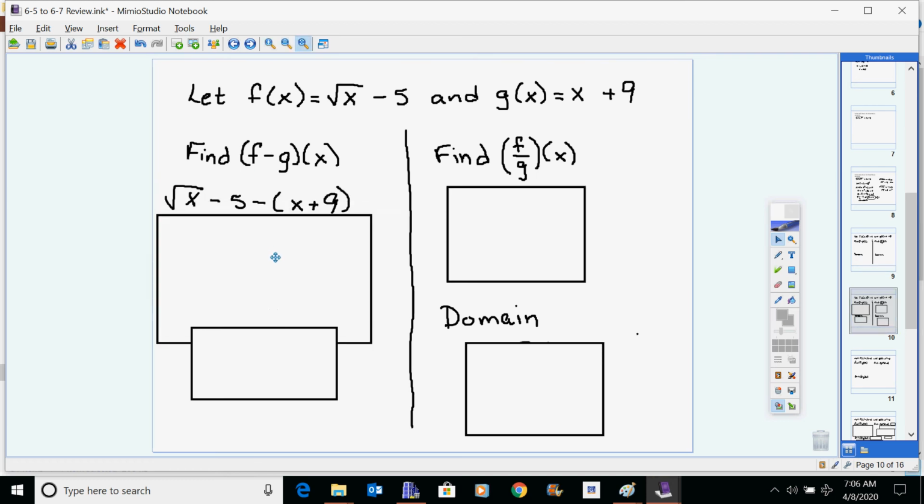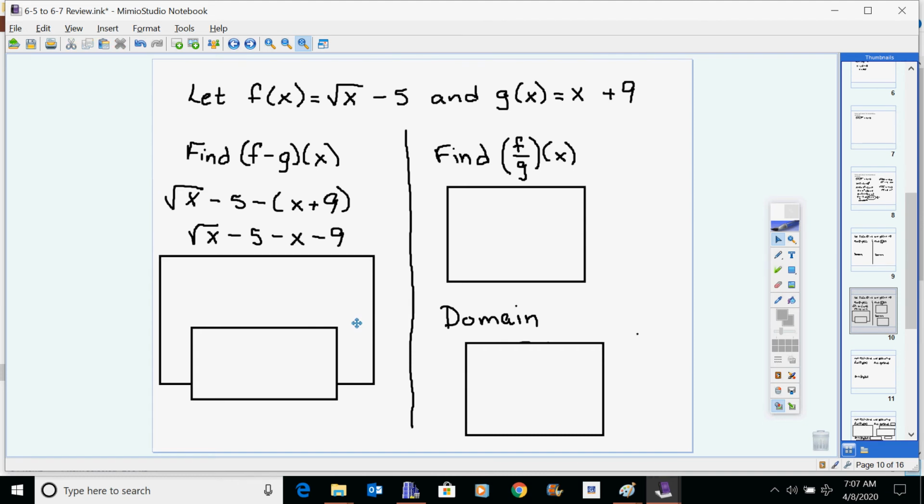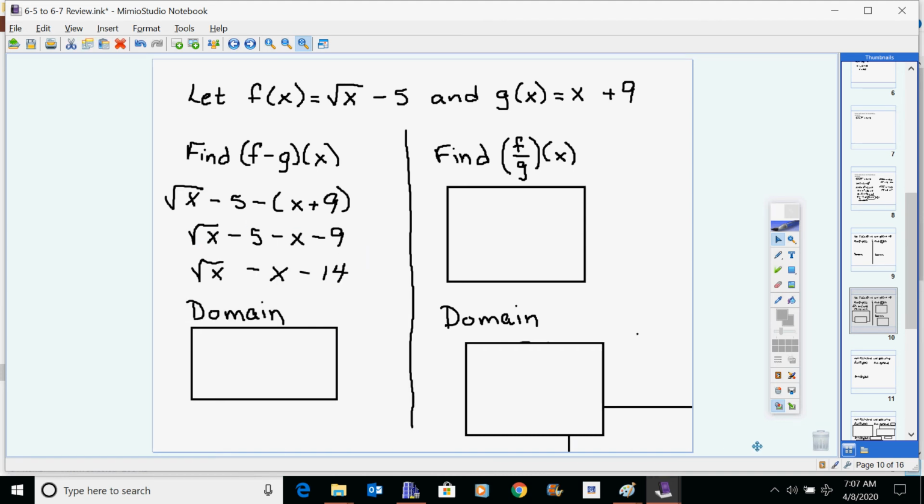All right, when you subtract the functions, you're going to take the first function minus the second one. The key part is don't forget to distribute your negative. And then when you put together your like terms, remember that a square root can't go with a non-square term when you're adding or subtracting.